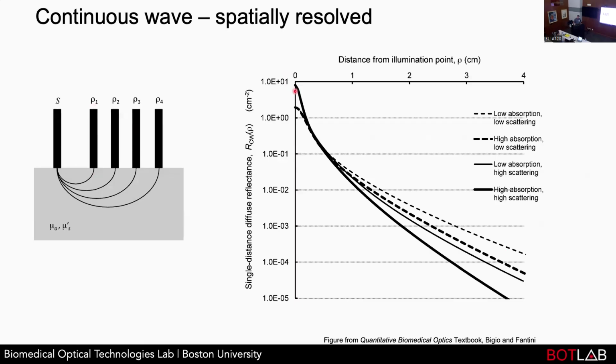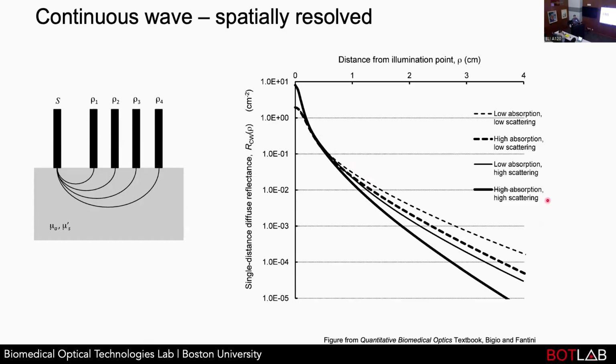On the y-axis is log scale diffuse reflectance, which is a value that's scaled between 0 and 1. I'll talk more about what diffuse reflectance is later, but for now, just think of it as related to the measurement intensity at the photodiode. And then on the x-axis is distance from the illumination point. So you can see the detected intensity falls off as a function of distance from the illumination point. And the 4 lines are showing you 4 different optical property combinations. Low absorption, low scattering, high absorption, low scattering, low absorption, high scattering, and high absorption, high scattering.